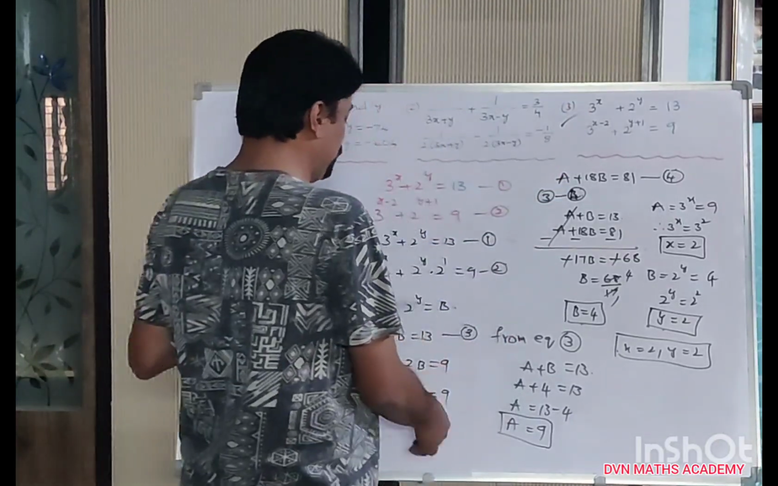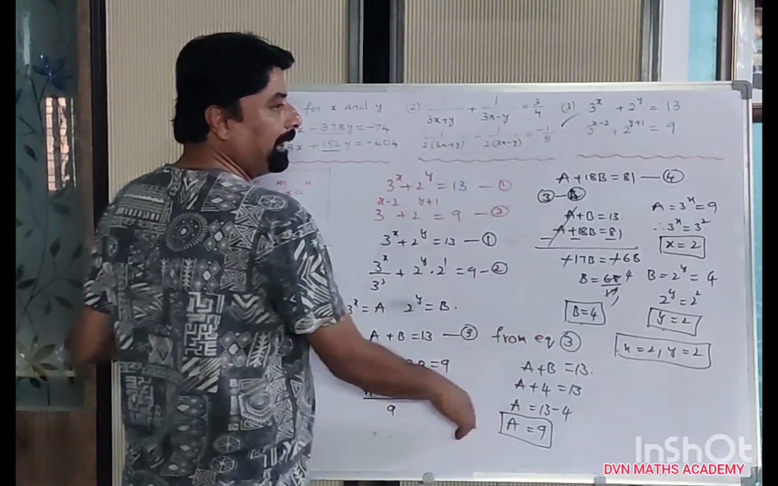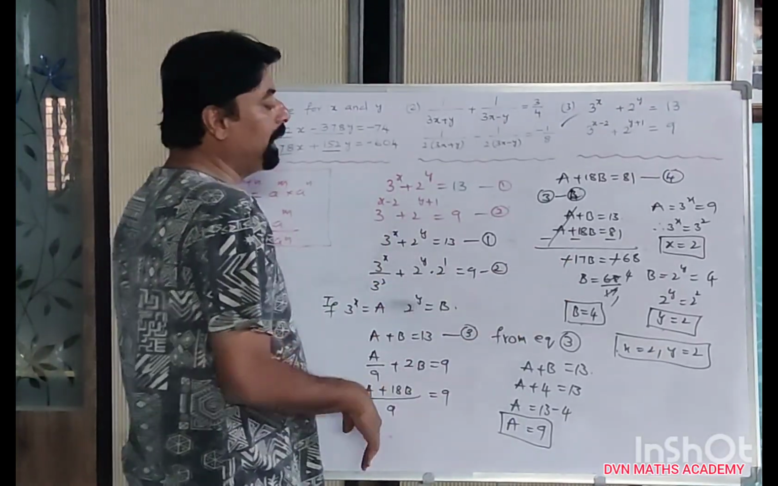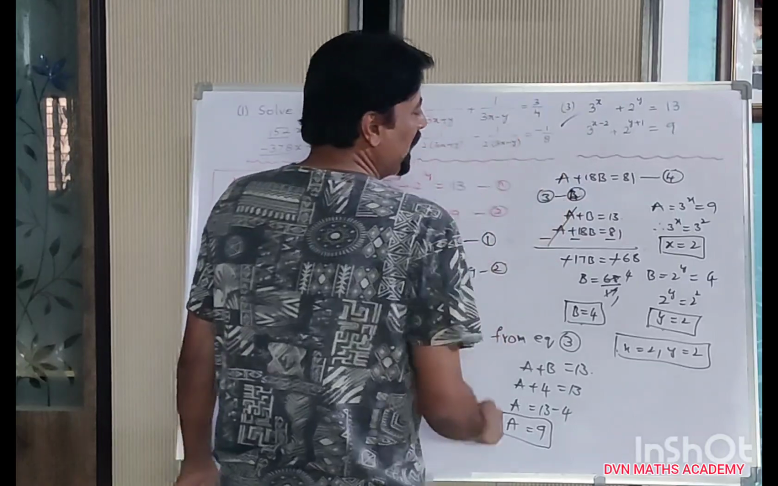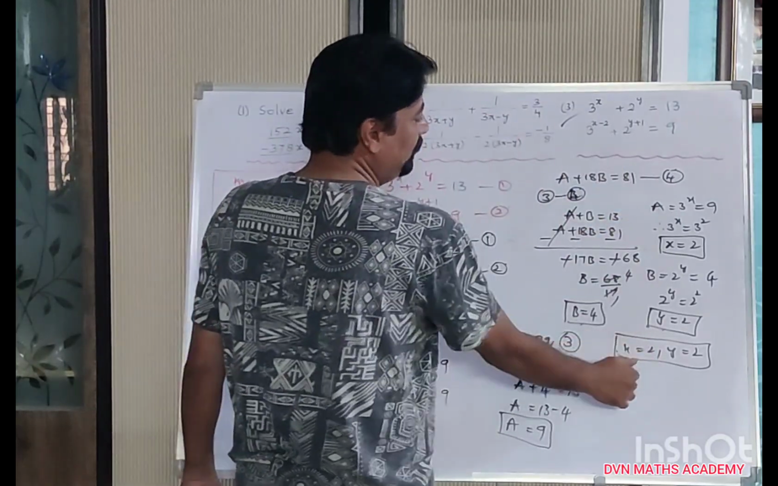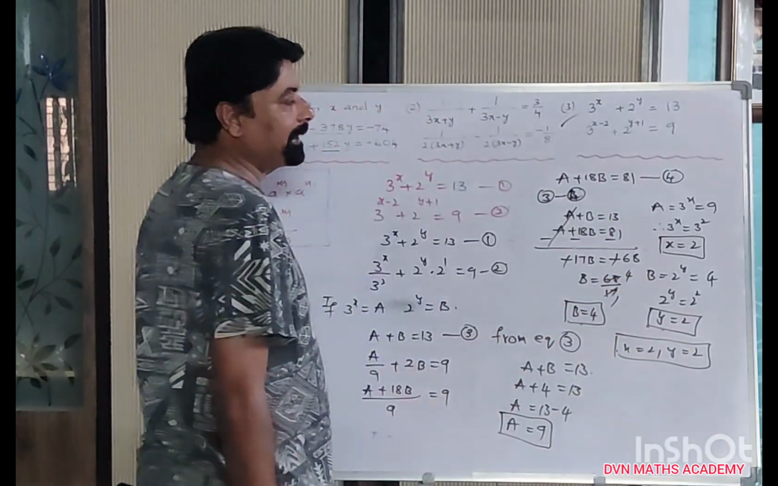Some students find the values of a and b and leave the question. But you won't get the full marks. He is not asking what is a and what is b. He is asking what are the values of x and y. You want to do until the end of this question. You want to find the values of x and y.